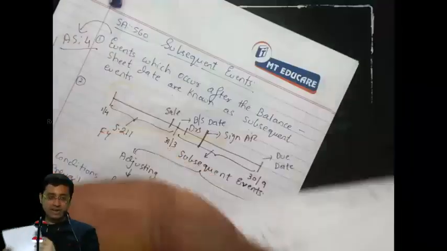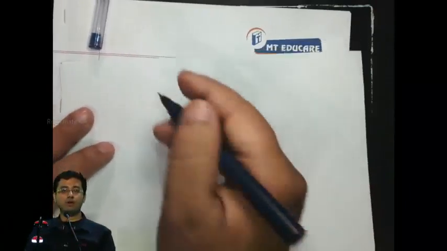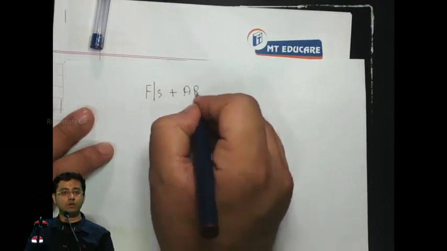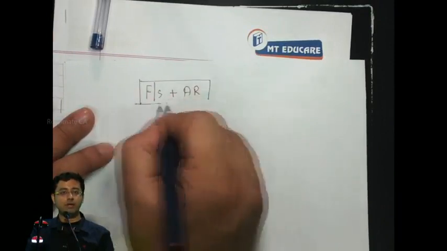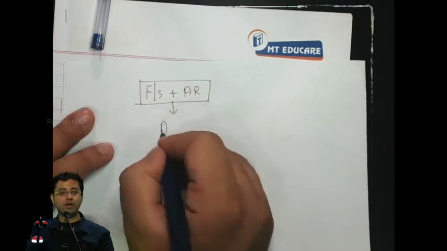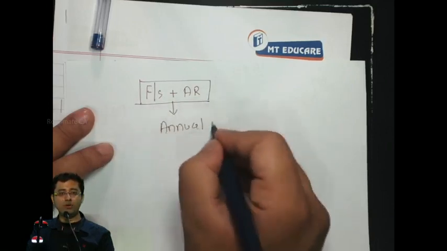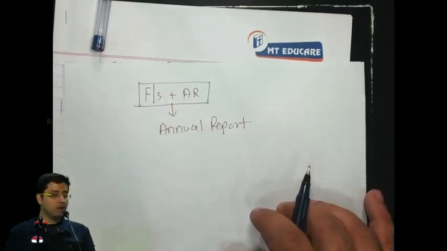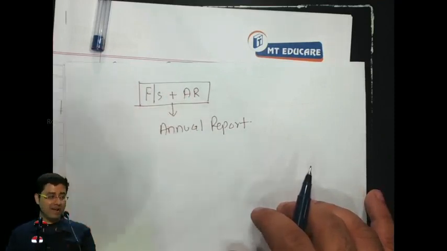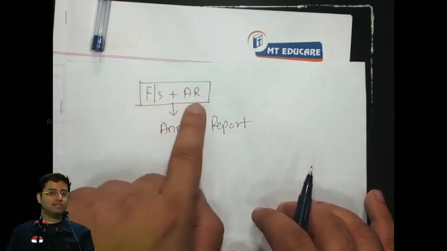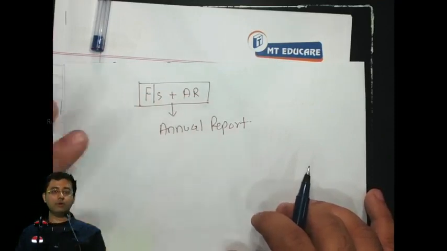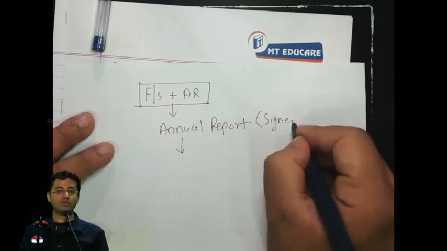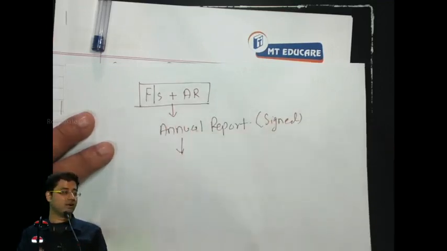Once the audit report is signed, now what will happen? Financial statements plus audit report will be clubbed together, and they will be converted in the form of an annual report. See, as of now I am only speaking to the point, but the annual report has many more things also, but that is not relevant at this point of time. So financial statements and the auditor's report are clubbed together and the annual report is prepared. This annual report is a signed annual report. Why is it a signed annual report? Because it contains signed financial statements and a signed auditor's report.